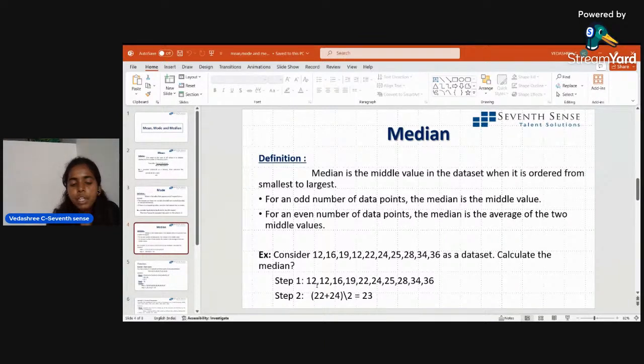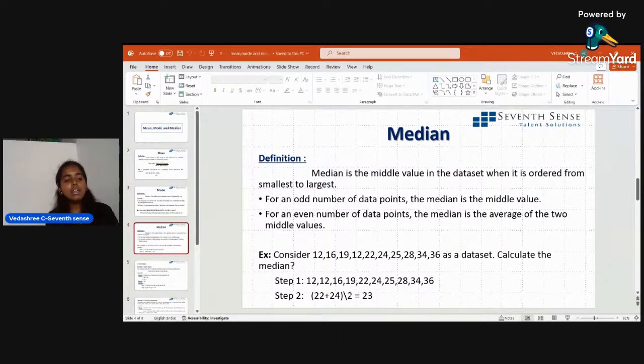Here if we get an odd number of values, then the middle value is the median. If we have an even number of data points, then we calculate the average of the two middle values: 22 plus 24 divided by 2, which is equal to 23.